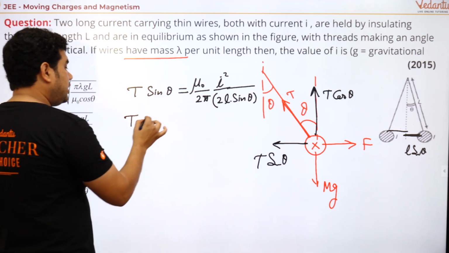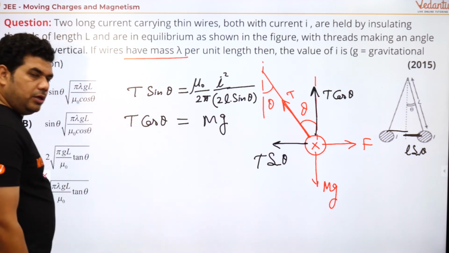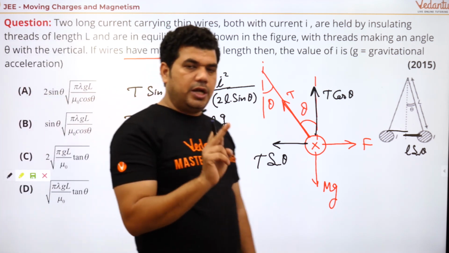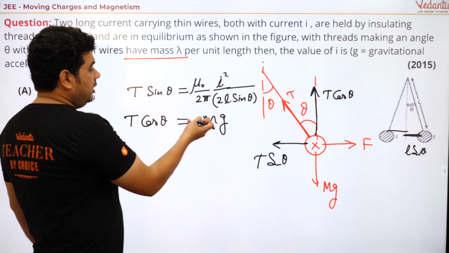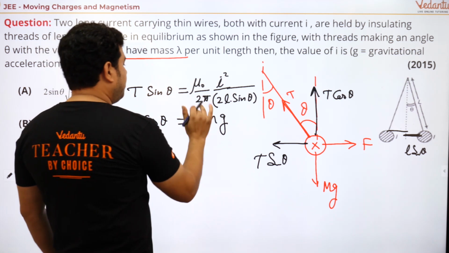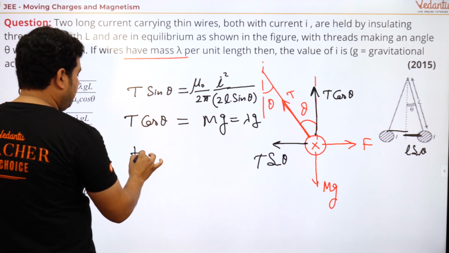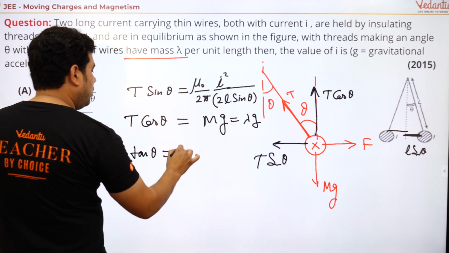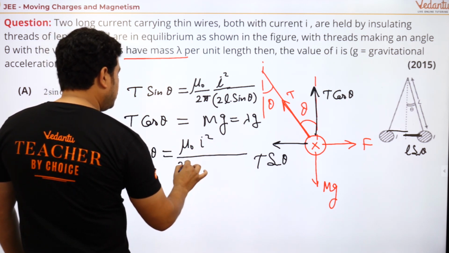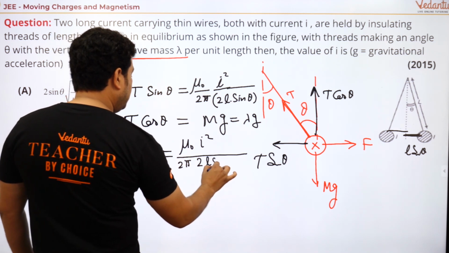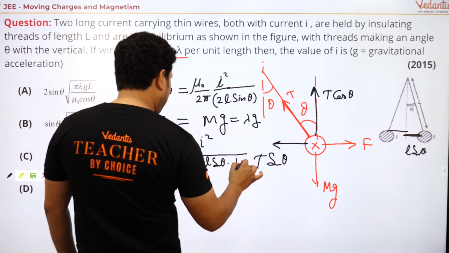Right. And T cos theta is now balanced by, yes, mg. And if here we take length unity, we are taking length L is equal to 1 meter, that's why this is the force per unit length, and here mass per unit length is lambda. So we have lambda g. Now we can divide these two equations, and we have tan theta is equal to mu naught I square divided by 2 pi 2L sin theta, divided by lambda into g.